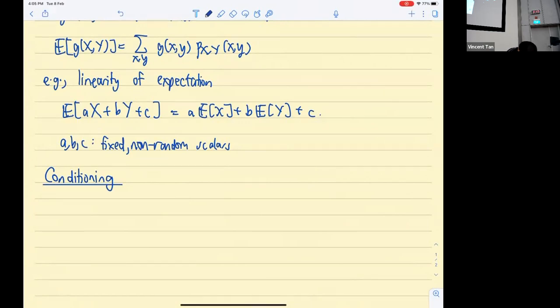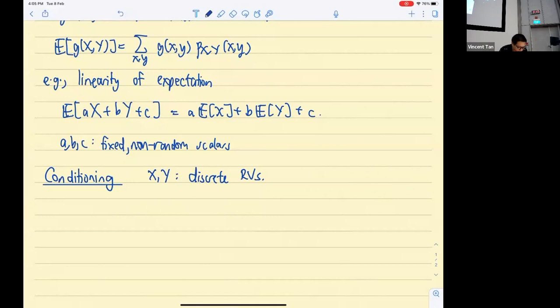Again, we have X, Y, two fixed discrete random variables. Now we want to understand, suppose X and Y are correlated. So if you know X, you know something about Y, and if you know Y, you know something about X. For example, X could be my travel time to NUS today, and Y could be the weather. If it is very rainy, then my travel time to NUS will be long, because I may be stuck in a jam.